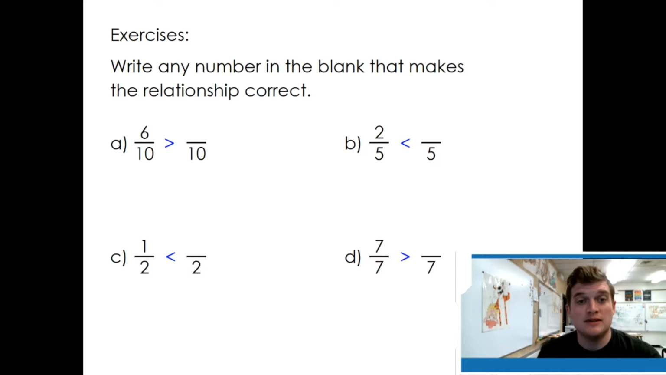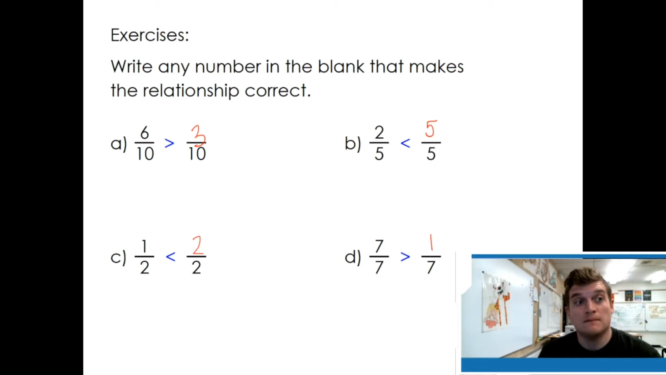Write any number in the blank that makes this relationship correct. 6/10 is greater than, let's say 3. 2/5 is less than 5. 1/2 is less than 2/2. 7/7 is greater than 1/7.